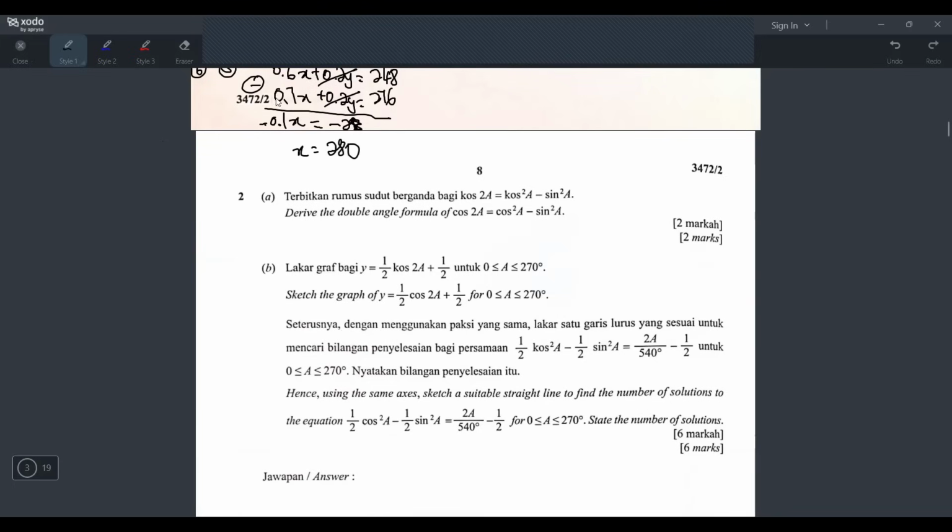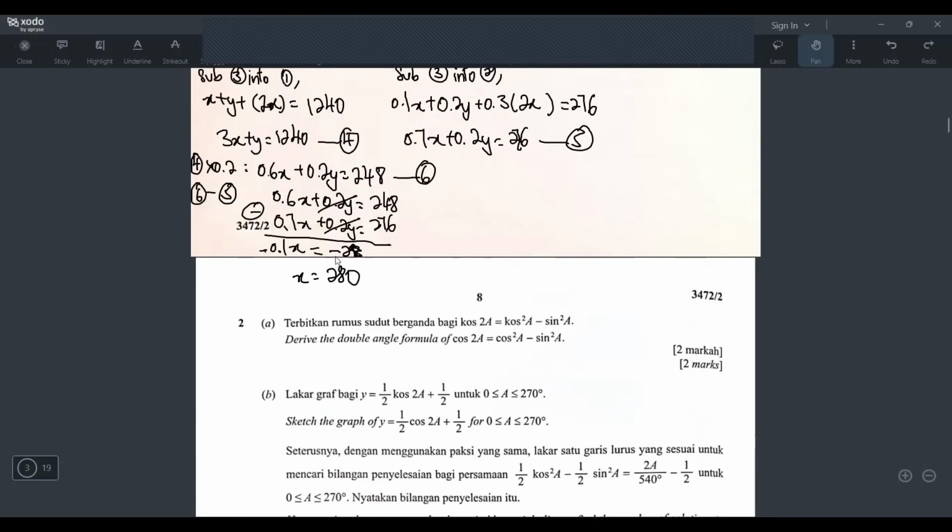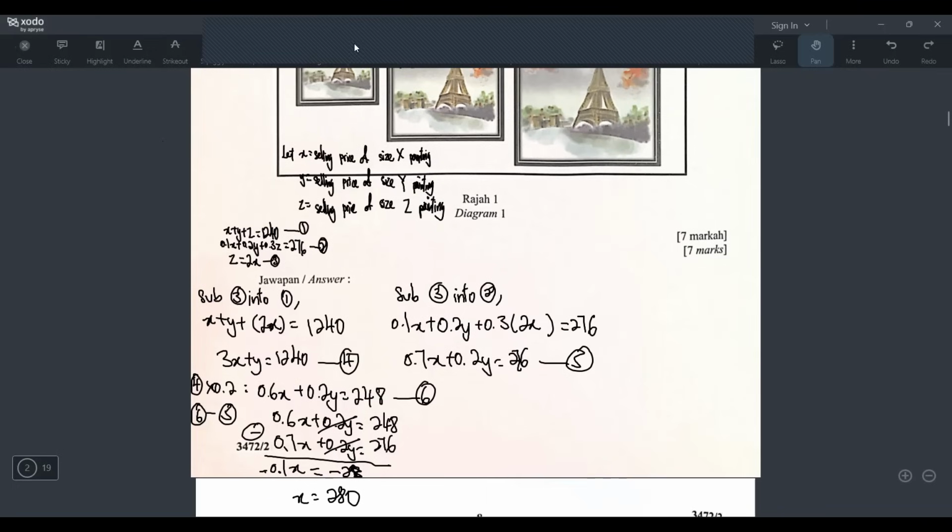And what is X represents? The selling price for painting, right? So this is going to be in RM. Okay, let's find Y and Z now. How to find Y and Z? We can sub inside equation yang ada dua unknown dulu.